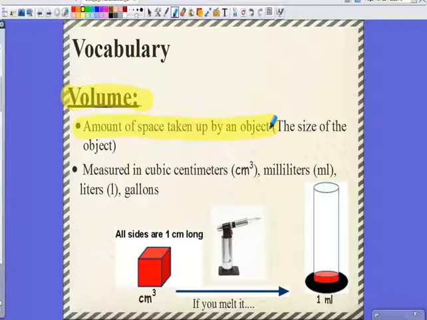And what we're going to be using in our class is cubic centimeters and milliliters. Those are the two units that we'll be measuring objects in. All right, and this little picture just shows how a cubic centimeter equals 1 milliliter. If I measured something that was a cubic centimeter, like a cube that's 1 centimeter on each side, and I were to melt that, it would actually turn into a liquid that would be 1 milliliter. So that's how they came up with 1 milliliter equals 1 cubic centimeter. All right, that'll make more sense when we're measuring liquids and solid objects.